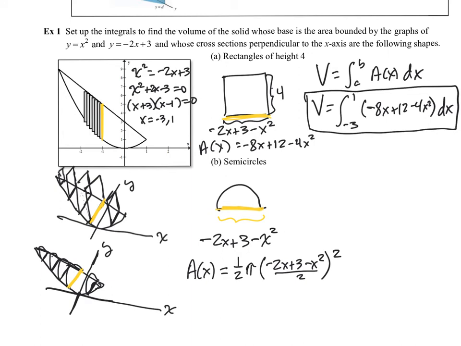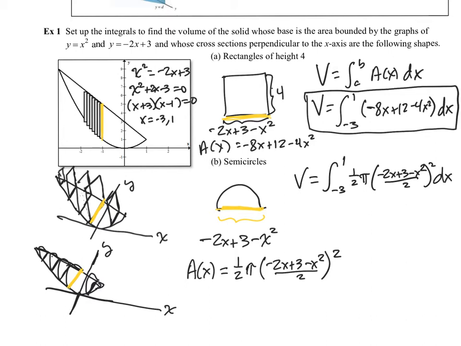So how are we going to find the volume of the solid whose base is this shape and whose cross sections are the semicircles? We're going to let v equal the integral from. Now, these would have the same bounds as the rectangles. The bounds don't change. They would still go from negative 3 to 1 of 1/2 pi times the radius, which is negative 2x plus 3 minus x squared all divided by 2. That's your radius squared. And then don't forget your dx.